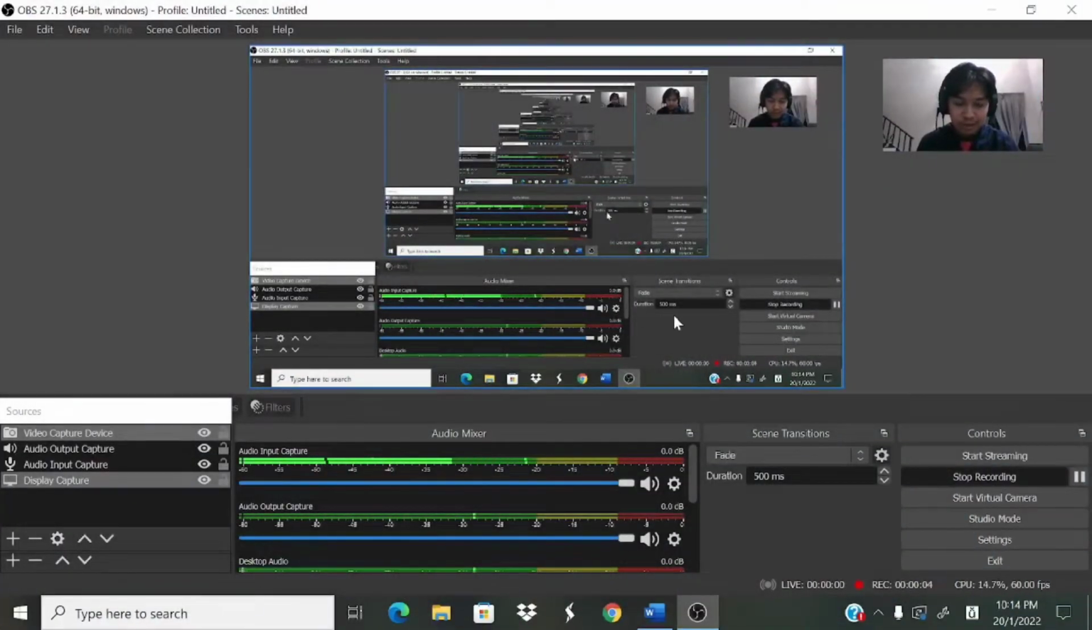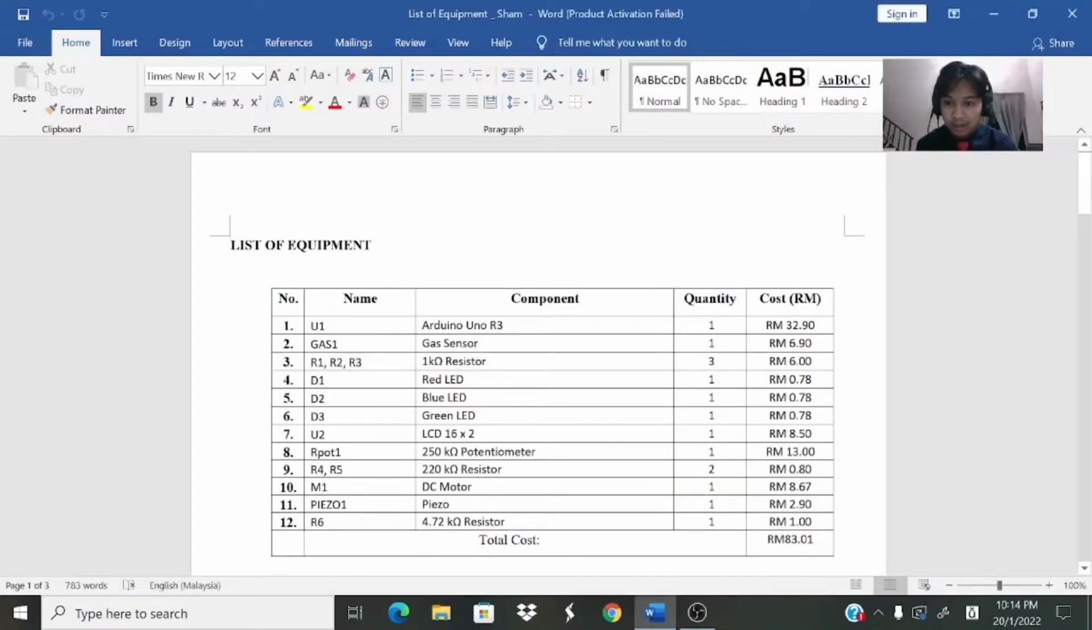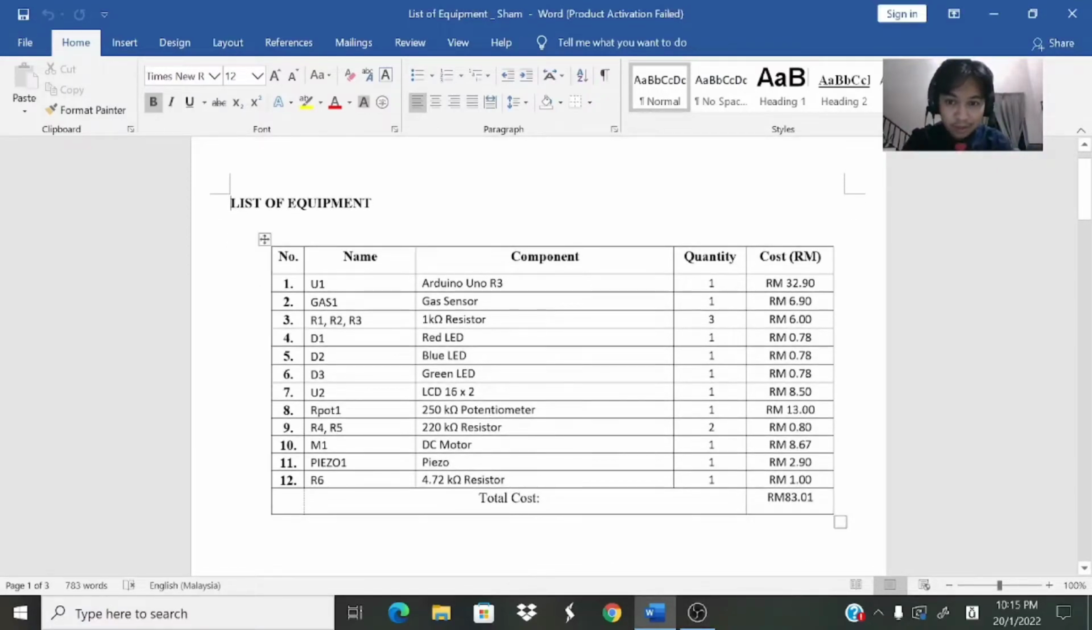Assalamualaikum warahmatullahi wabarakatuh. My name is Shamichael, and today I want to present my part. The task given by our leader is the list of equipment. Okay, first of all, we will start with the list of equipment. Firstly, we use the Arduino Uno R3 and gas sensor and so on.